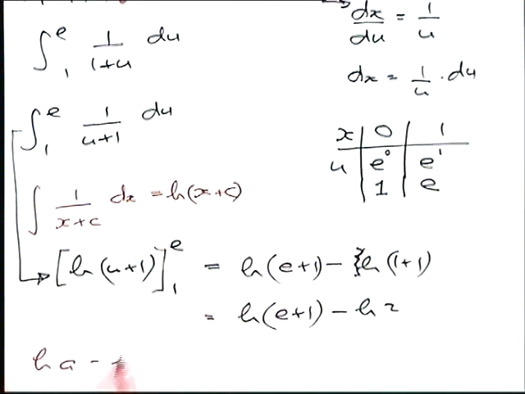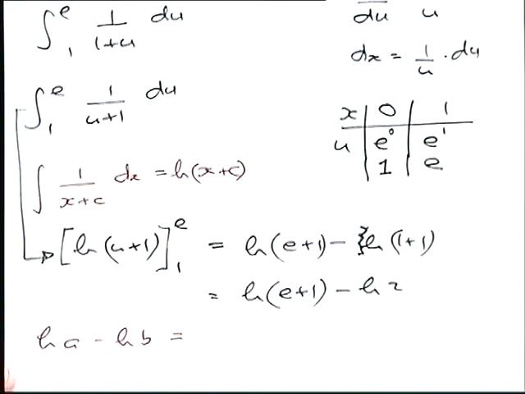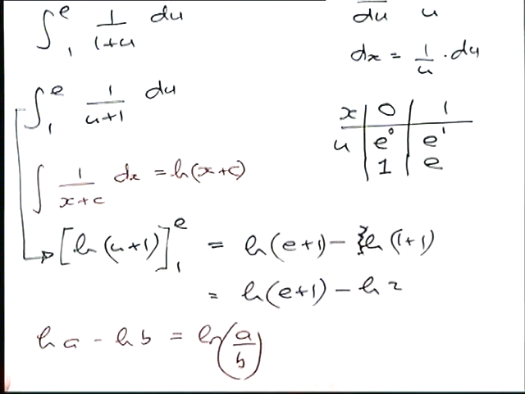Say log of A, take away log of B. Log of something, take away log of something else. Can you remember the log rule you can use for that? A divided by B. Yeah, it's log of A divided by B. Okay, so we can use that here.